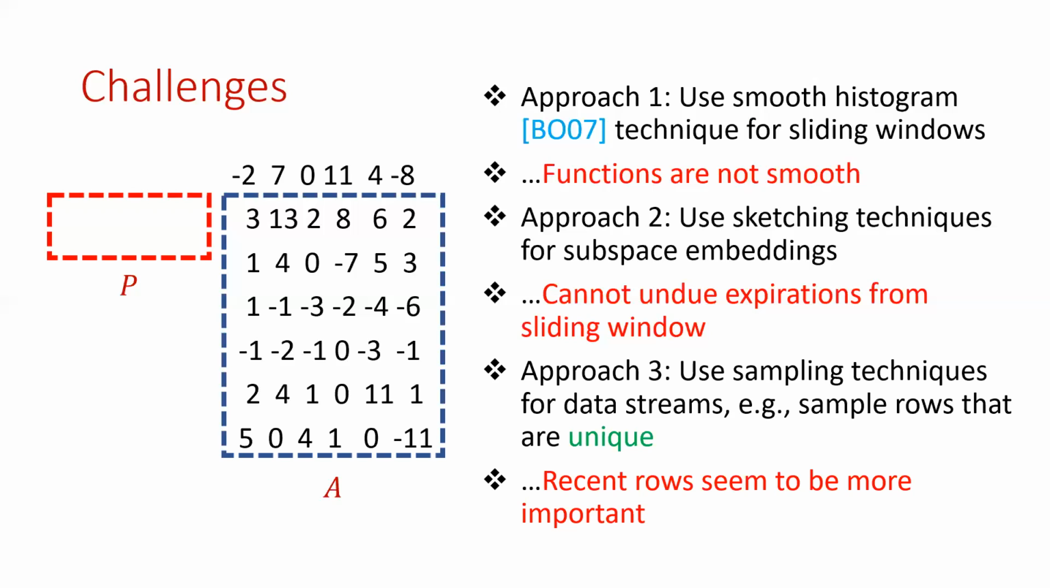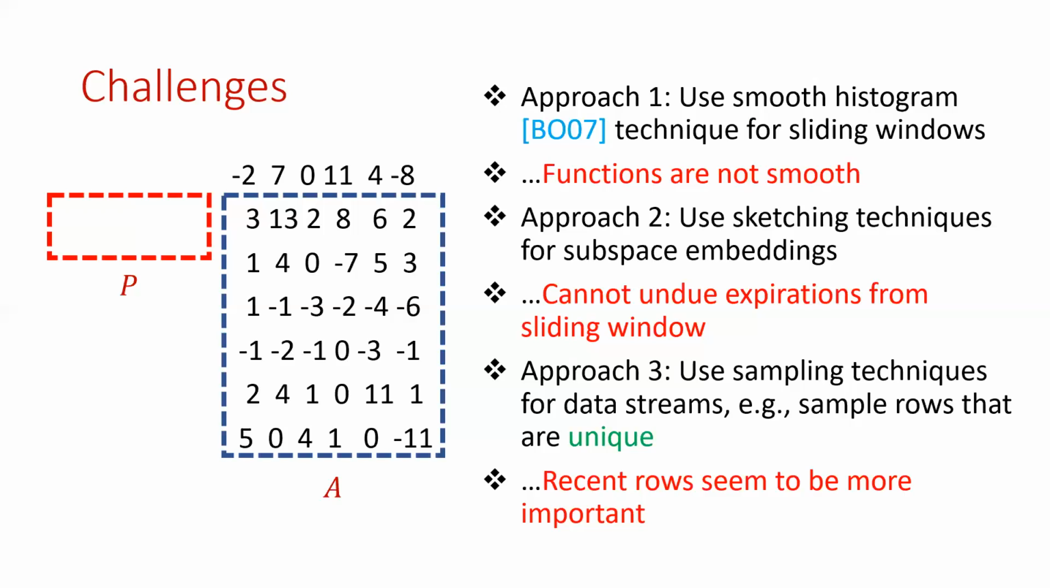A third challenge is that other algorithms for these problems in the offline or streaming model use sampling techniques that are based on some measure of how important or unique each row is. And as the stream continues, or as we see each of the rows, we sample each of these rows with probability proportional to this quantity that measures how important these rows are.